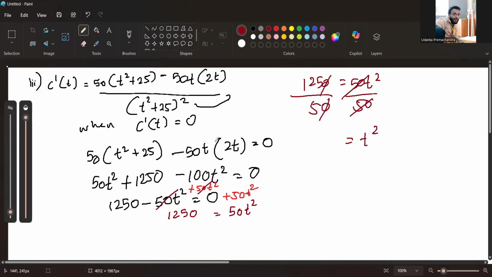So 25 equals t squared. Take the square root on both sides; square and square root cancel, t equals 5. So the final answer is t equals 5 hours. That final value, t equals 5 hours. You can pause and check the answer.